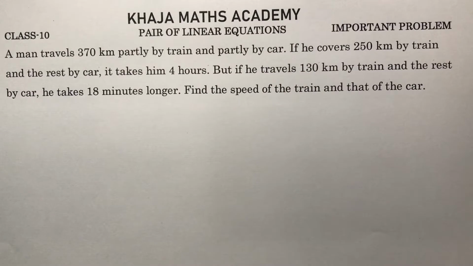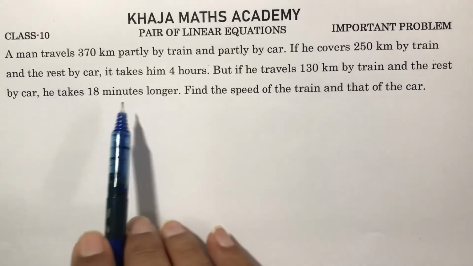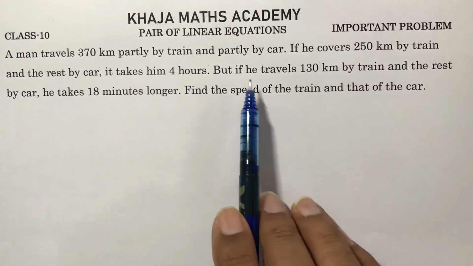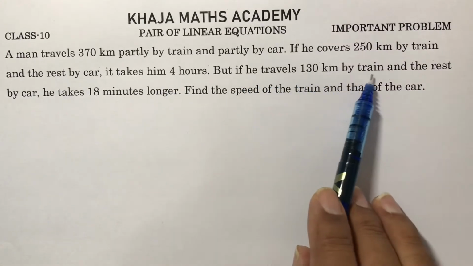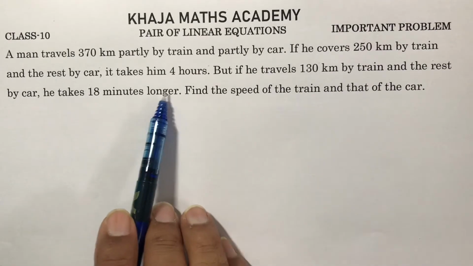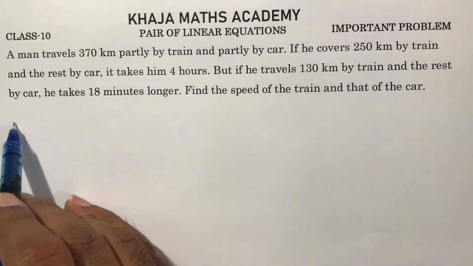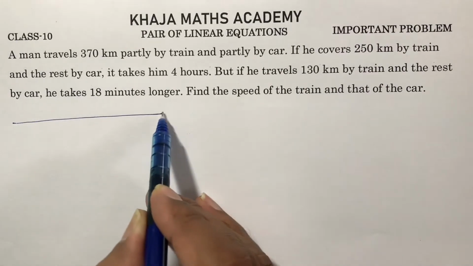Pair of linear equations, important problem. A man travels 370 kilometers partly by train and partly by car. If he covers 250 kilometers by train and the rest by car, it takes 4 hours. But if he travels 130 kilometers by train and the rest by car, he takes 18 minutes longer, meaning 4 hours plus 18 minutes. So case 1, total is 370 kilometers.